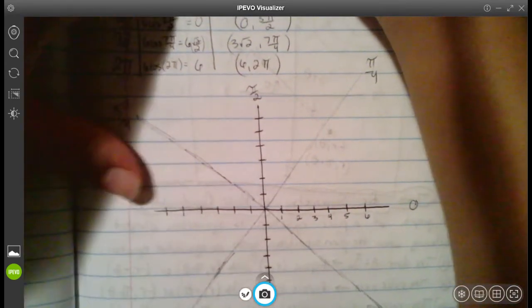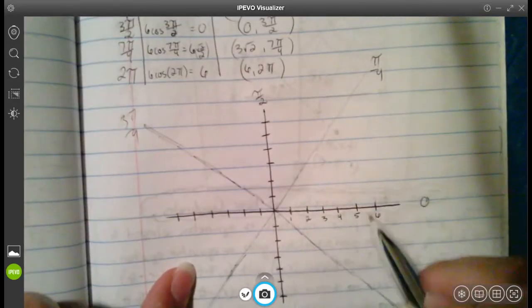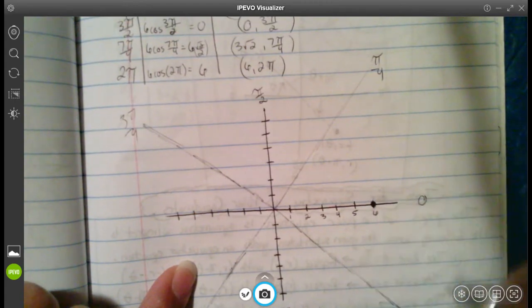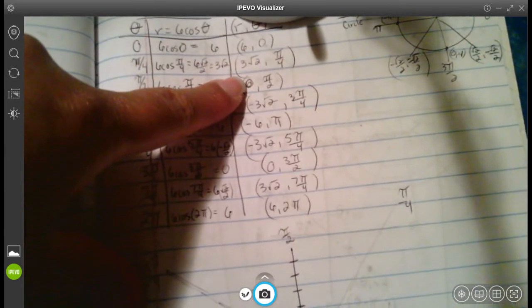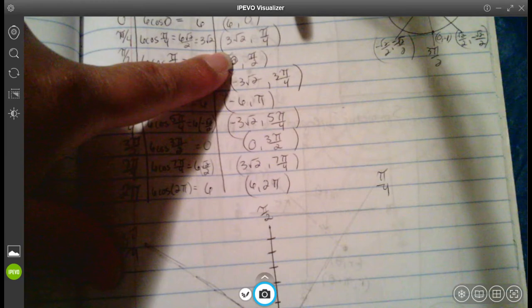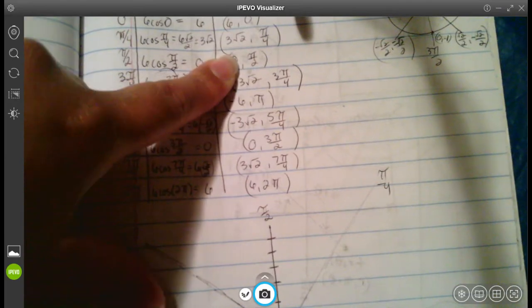So we're going to start with the first one. Our first point was 6 comma 0. So we have 6 and then an angle of 0. So there's our first point right here. And then we have 3 square root of 2 at pi fourths. So 3 square root of 2 is about, I have no idea actually. I want to say it's 4 point something. I want to say 4.7 or so.